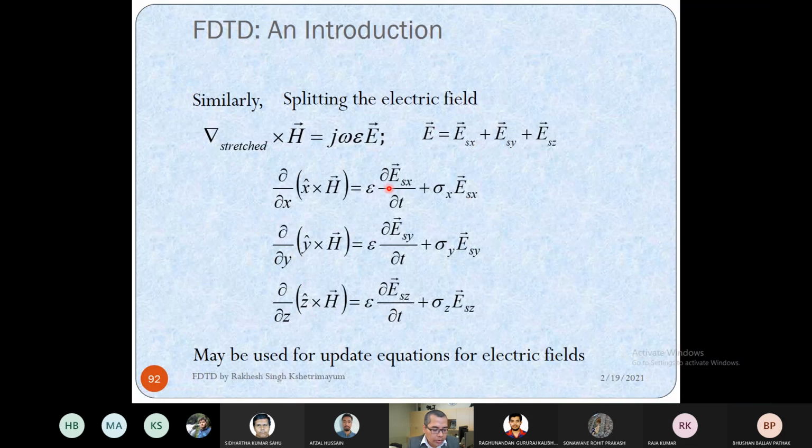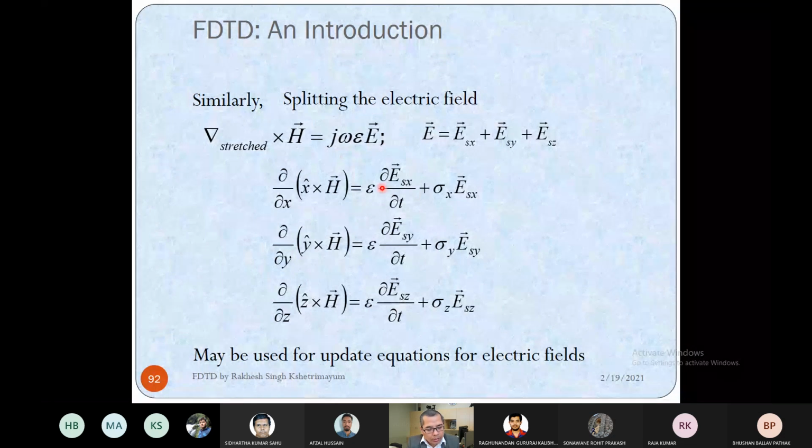So the first term is for split x, the second term is for split y, the third term is for split z. And whatever j omega term there is, I can replace it by del t because we are working in the time domain. So the first term will have del t here, del t here, del t here. The second term as usual is like this. So we can use this split electric field for the update equation.